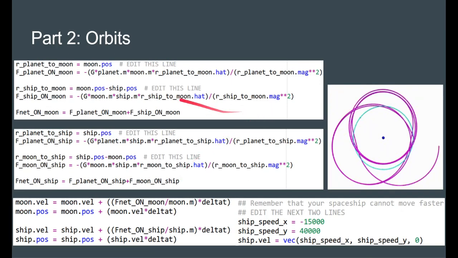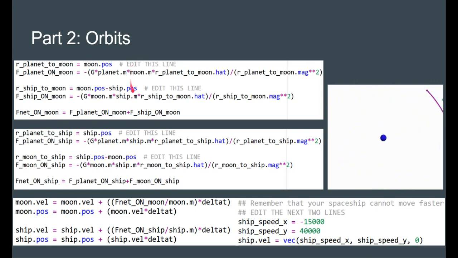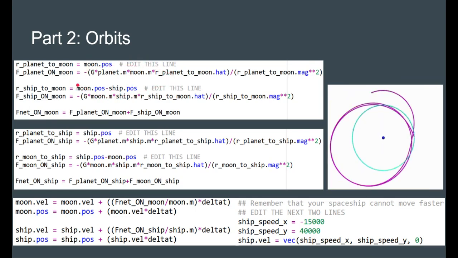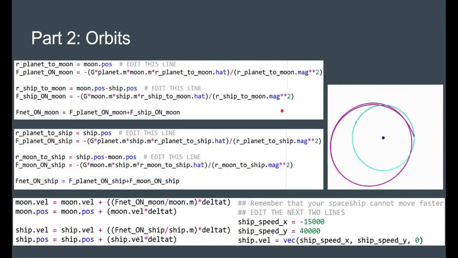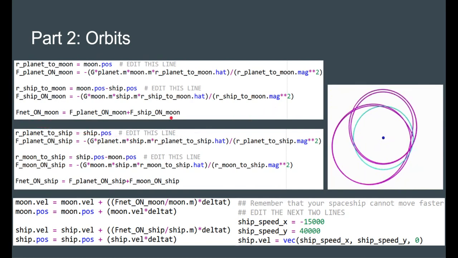Part two is with orbits, and is really just a whole lot more application of that universal gravitation. So we have the position vector between any two given things is just the second minus the first, where the gravitation is equal to G times the two masses times r hat divided by the magnitude of r squared, where the force on any given object is just the sum of all of the individual forces.